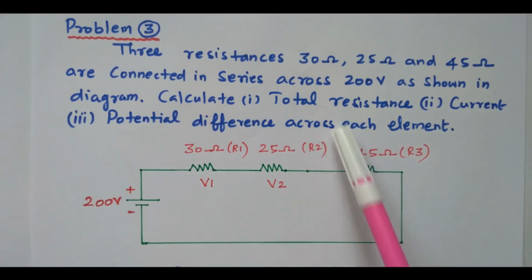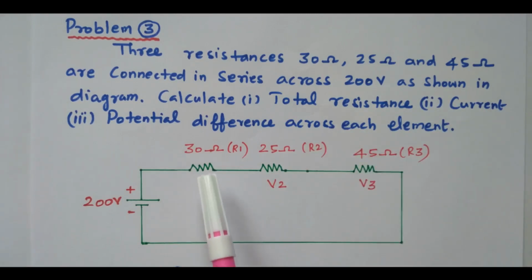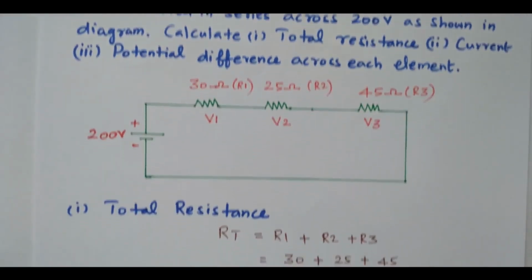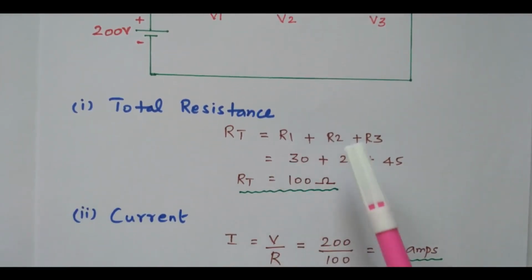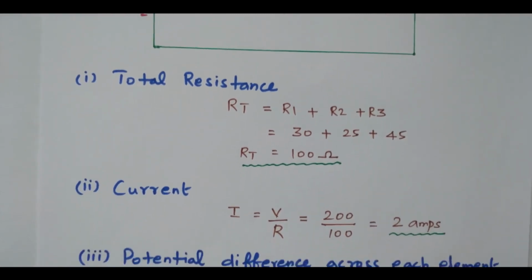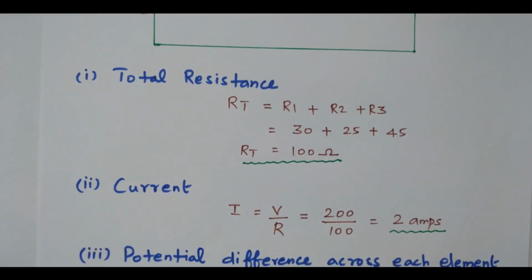How will you find the total resistance? It is easy. If it is connected in series, the total resistance is equal to the sum of the individual resistances. RT equals R1 plus R2 plus R3. 30 plus 25 plus 45, that is equal to 100 ohm. Right. Then what is the total current? I equals V by R. V is 200 volts. R is what we calculated, 100. So 200 by 100 equals 2 amperes.